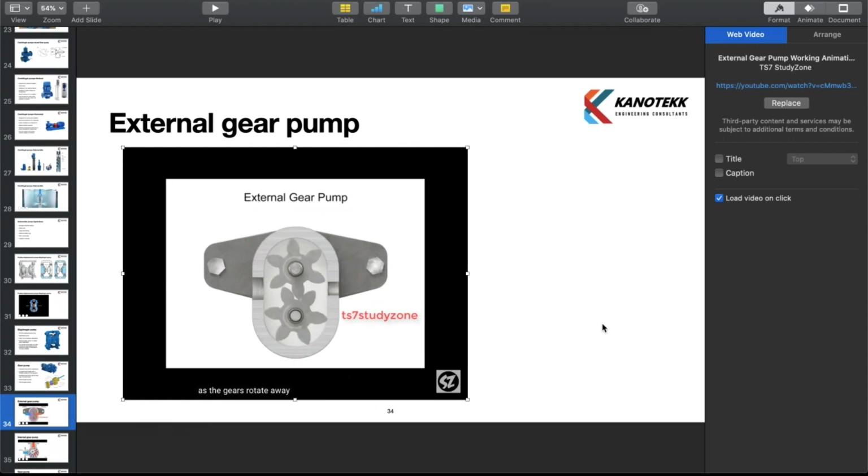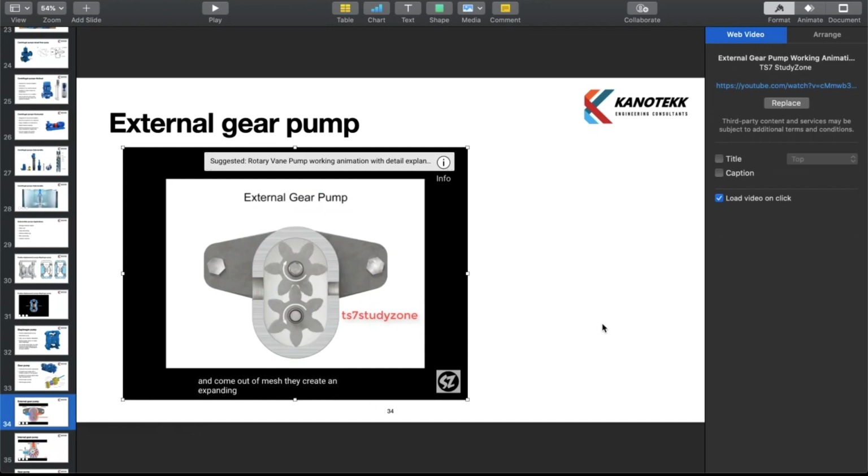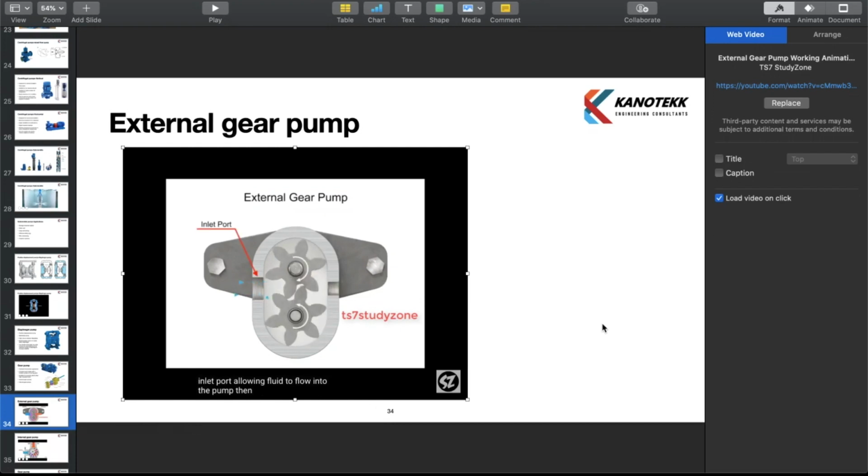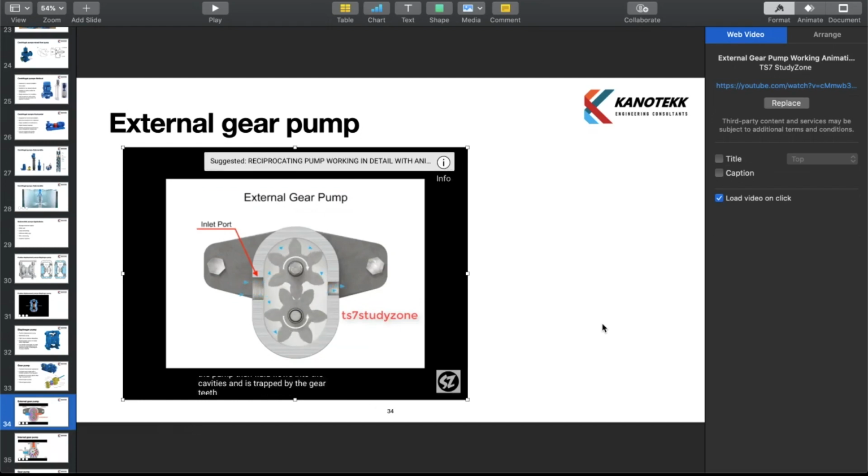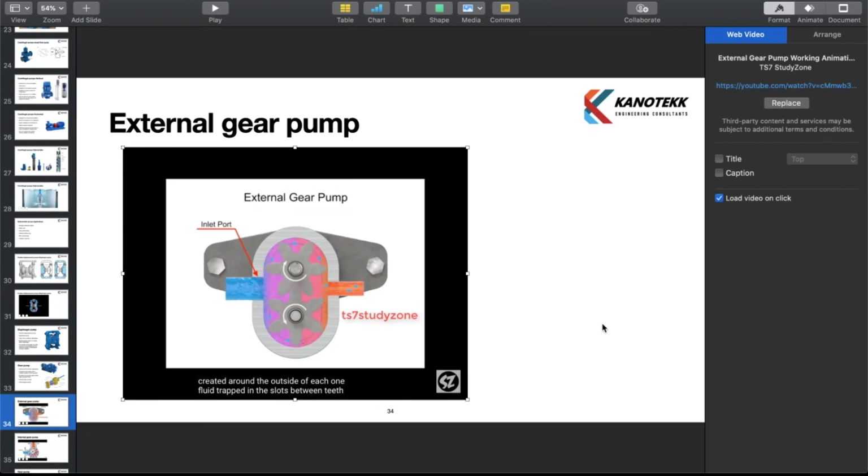As the gears rotate away from each other and come out of mesh, they create an expanding volume on the inlet side of the pump. This creates a vacuum at the inlet port, allowing fluid to flow into the pump. Then fluid flows into the cavities and is trapped by the gear teeth. As the gears rotate, a flow path is created around the outside of each one. Fluid trapped in the slots between teeth is carried around and discharged into the cavity with the outlet port.